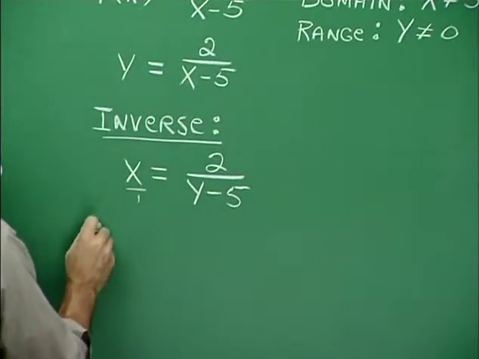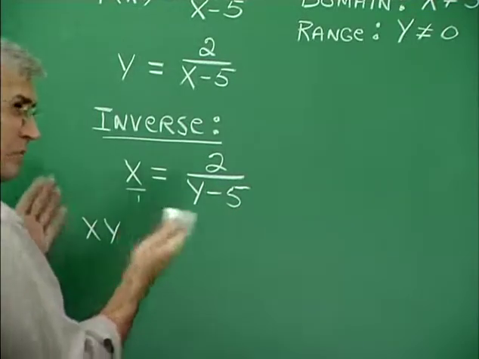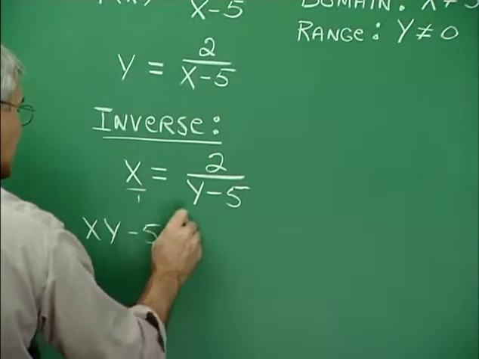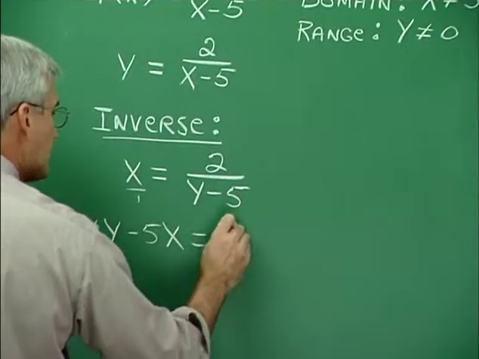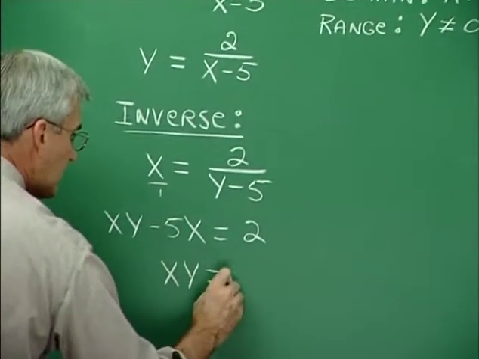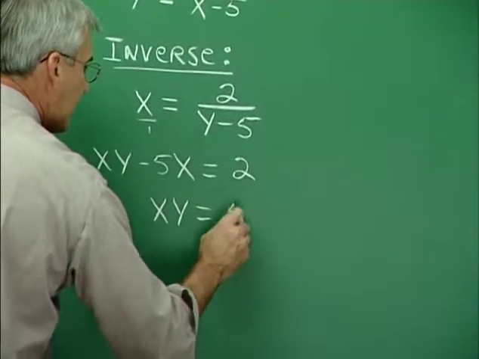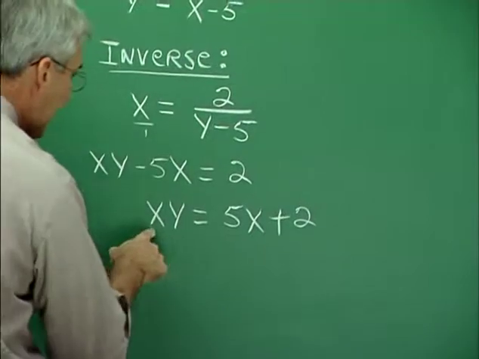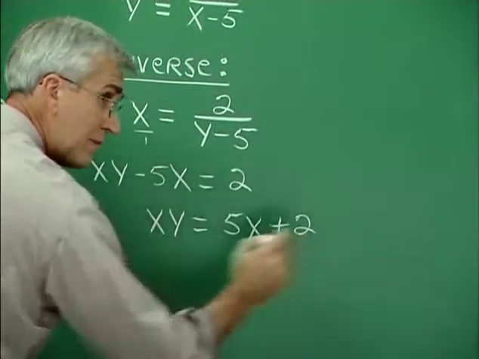So let me go ahead with the multiplication. It's pretty simple here. X times y is xy, then x times minus 5 is minus 5x. And then on the right, 1 times 2, 2. And now I would add 5x on both sides to find xy to be equal to 5x plus 2. And now I would divide on both sides by x. So I'm dividing through by x.